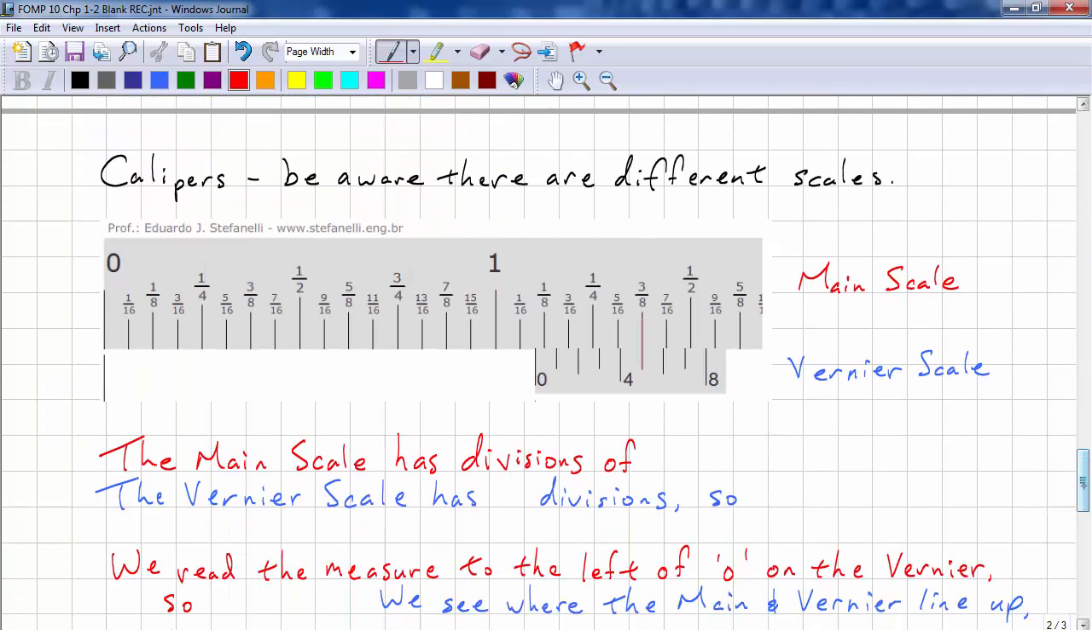And our last item, we need to learn about imperial calipers. Again, calipers will have different scales based on how accurate they've been produced. Okay, the main scale. We have 1, 2, 3, 4, 5, 6, 7, 8, 9, 10, 11, 12, 13, 14, 15, 16 divisions. So we have 1/16 of an inch.